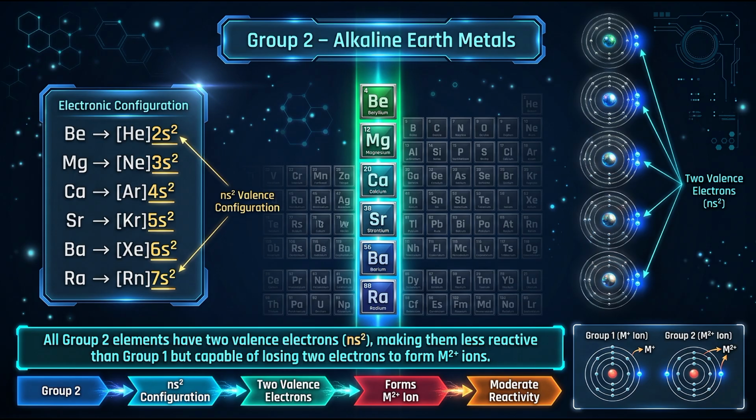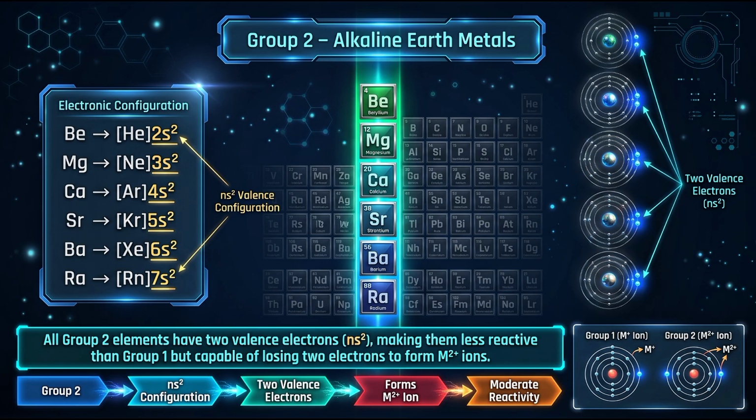Although these elements have many similar chemical properties because of their similar electronic configurations, each element becomes larger and more reactive as we move downward through the group. The most important feature of every group 2 element is that it has 2 electrons in its outermost shell, which are called valence electrons. Because of this, every group 2 element has the general outer electronic configuration ns².